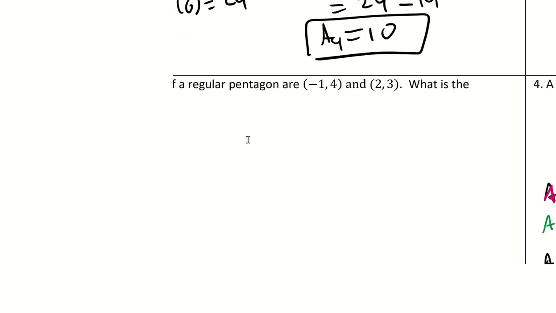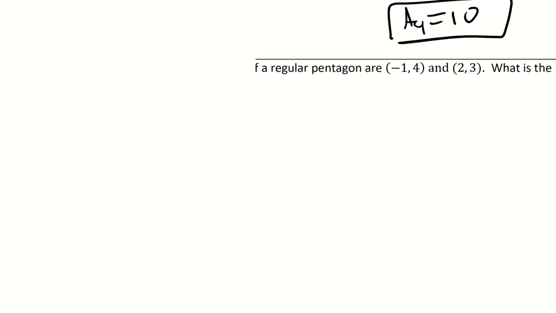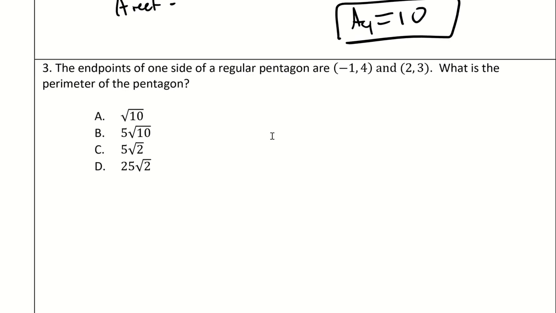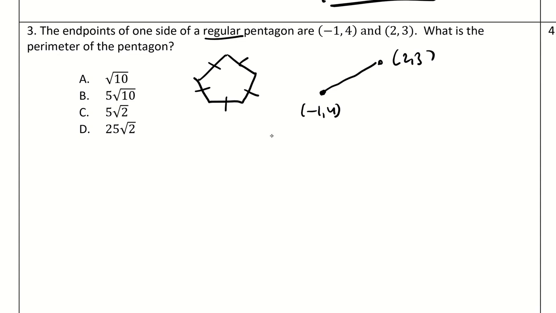All right. So number 3, the endpoints of one side of a regular pentagon are -1, 4, and 2, 3. What is the perimeter of the pentagon? All right, so regular means that the sides are all the same length, okay? So it's a regular pentagon. All the sides are the same length here. So this is -1, 4, and this is 2, 3. That's one of the sides of that pentagon.